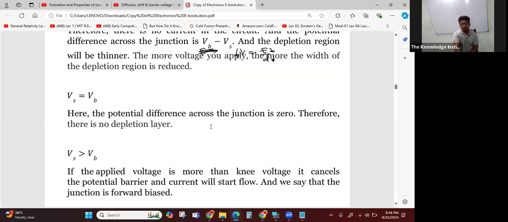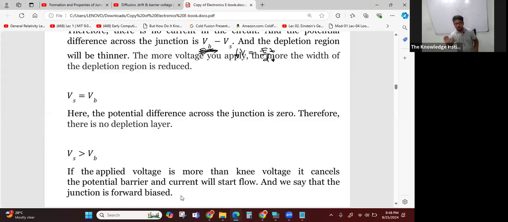Here the potential difference across the junction is 0, therefore there is no depletion region. And if Vs is greater than Vb, if the applied voltage is more than the knee voltage or the barrier voltage, it cancels the potential barrier and current will start to flow. And we say that the junction is forward biased.